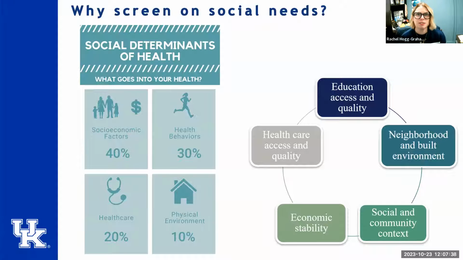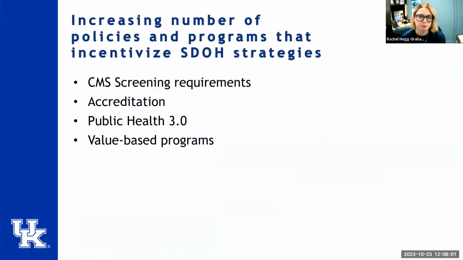So, what do we mean by socioeconomic factors? These are things like education access and quality, healthcare access and quality, economic stability, social and community context, and the neighborhood and built environment. In the last probably 10 years, there's been a real surge and push to have clinical organizations think about social needs screening as part of their workflow.